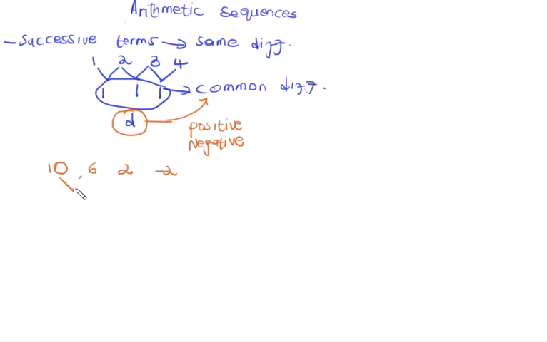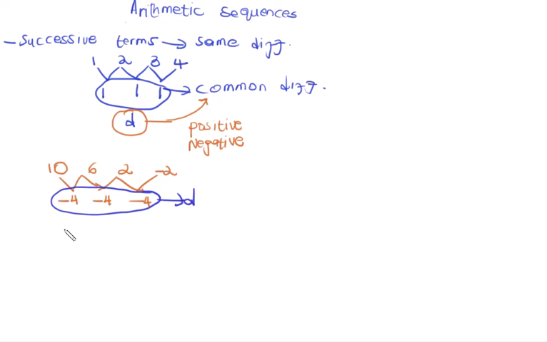So let's find the difference between successive terms. We do it like this. 6 minus 10 is negative 4. 2 minus 6 is another negative 4. Minus 2 minus 2 is another negative 4. And this is the common difference, which we give the letter D. In this case, the common difference is negative.